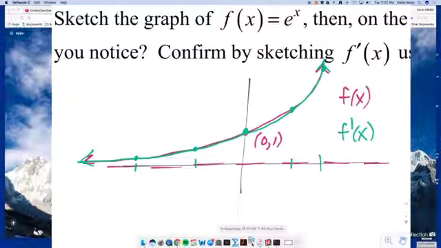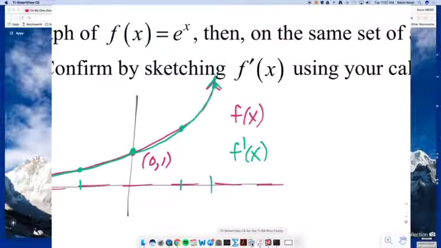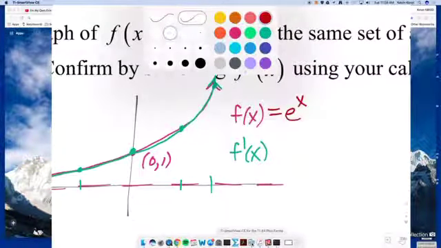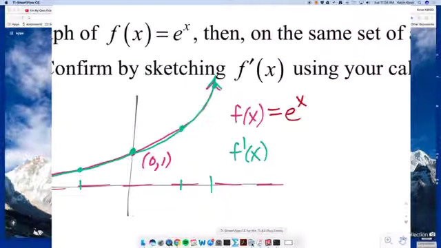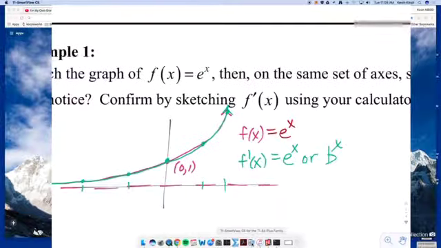So what we're going to do now is go to the calculator. Because if the way I drew it is correct, which I doubt it is, then if the function is e to the x, the derivative should be what? It should be either e to the x or something else of the form b to the x. I do know that the derivative appears to be another exponential function. So if it's not itself, it's going to be something very, very similar to itself.